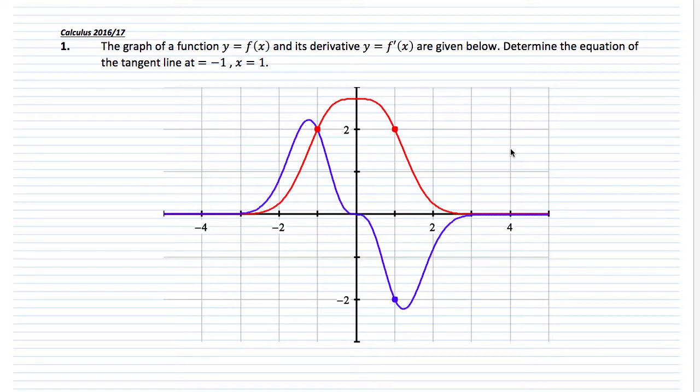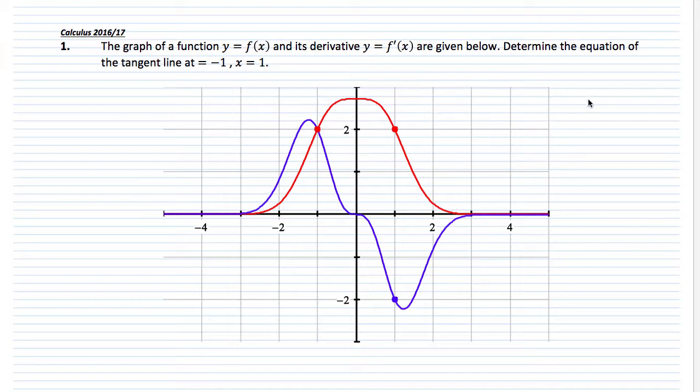All right, these are the solutions to calculus homework number 31. So for number 1, we have the graph of a function that is given as f of x, and we have the derivative of that function given, f prime of x, and we want to determine the equation for the tangent line at, we're assuming, x equals -1 and at x equals 1.